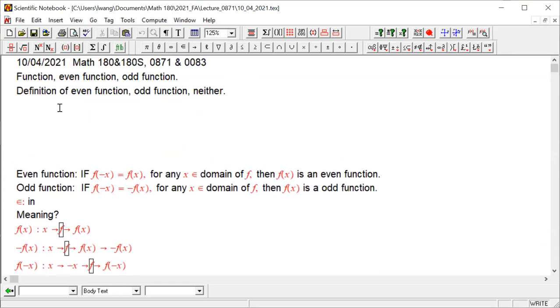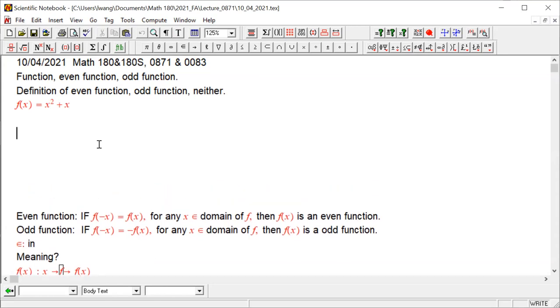Right, so we have the definition of even and odd functions. So I'm going to give you an example. f of x equals x squared plus x. Is this function even? Is this function odd? Is this function both? Is this function neither? How do we decide if a function is even or odd?